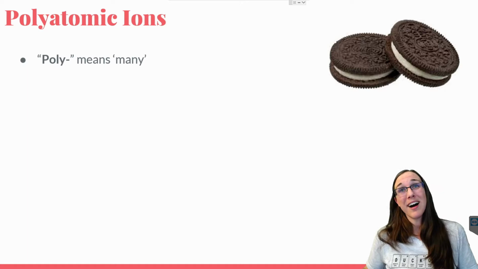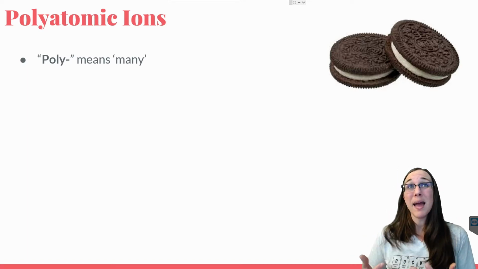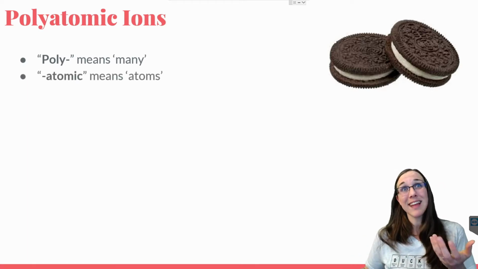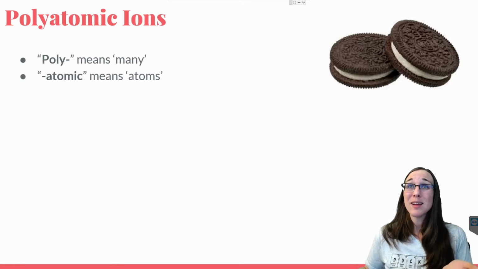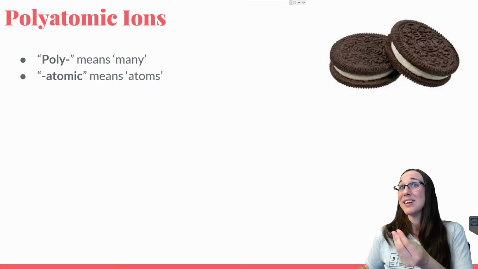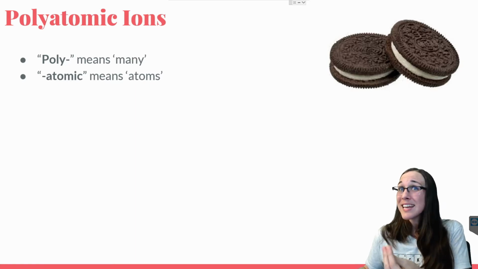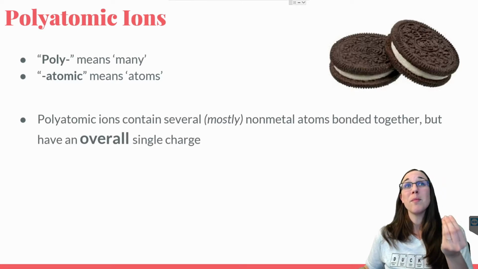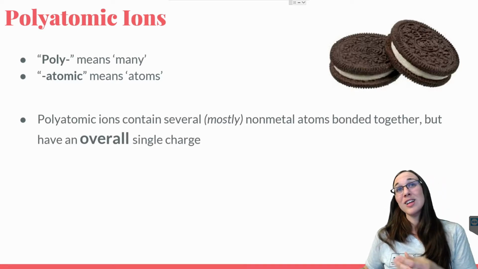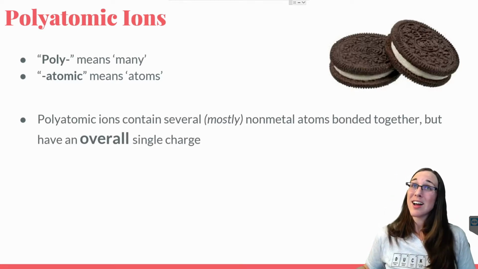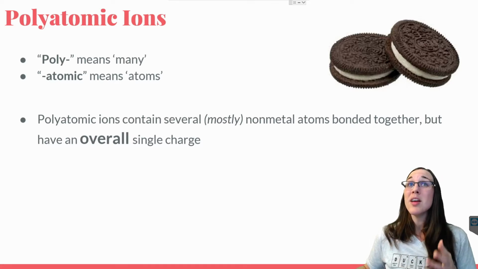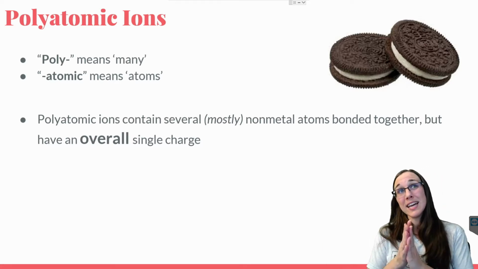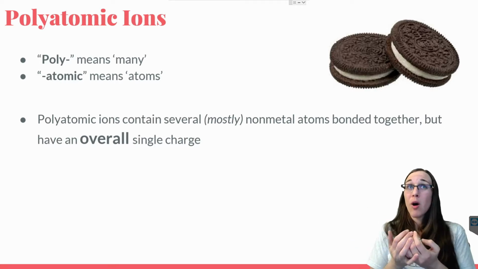Likewise, polyatomic ions, poly means many and atomic means atoms. There are many atoms together, just like in the ingredients for a recipe for cookies, there are many ingredients together. Here, there are many atoms together that form a single ion. So overall, polyatomic ions contain several nonmetal atoms bonded together, but they have an overall charge.